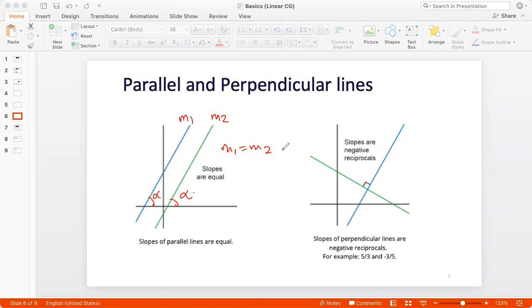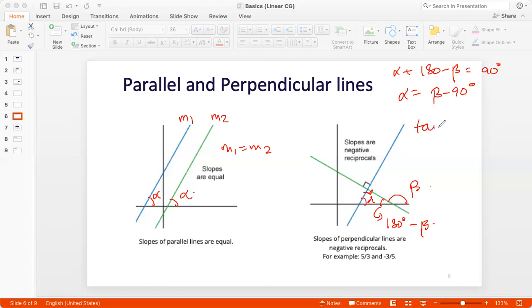With perpendicular lines, the product of the slopes is -1, which is to say that the slopes are negative reciprocals of one another. So let's say that this angle is alpha, and let's say this is beta. Then this angle inside would be 180 minus beta. And since this is 90, we can say that alpha plus 180 minus beta is also 90. So alpha is beta minus 90, right? I can say that alpha is beta minus 90.